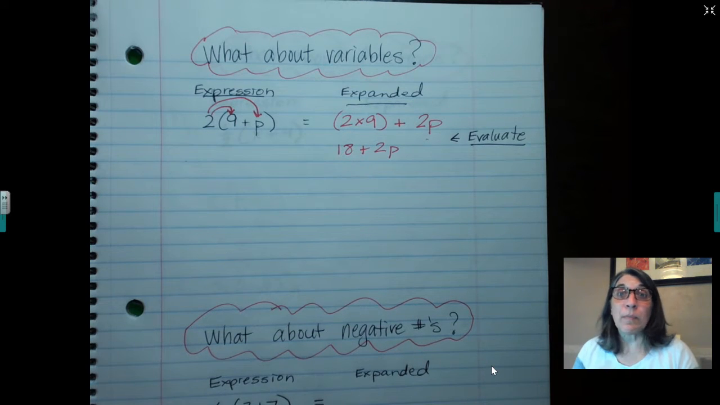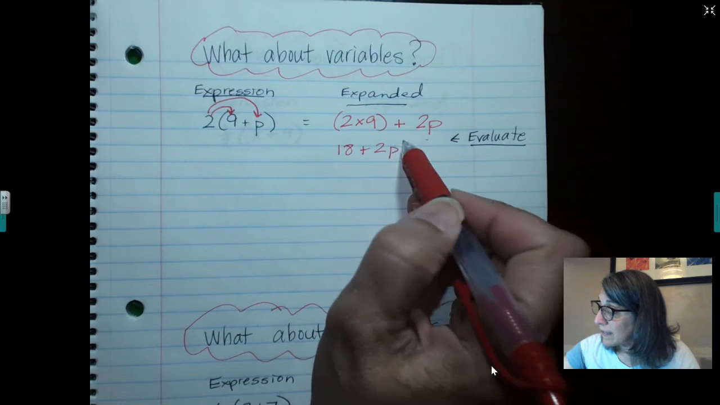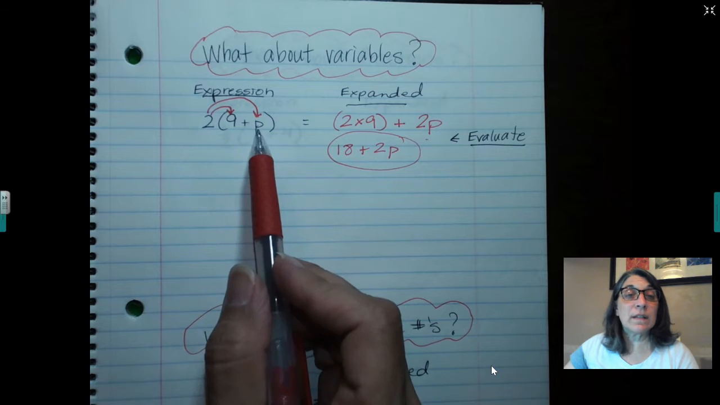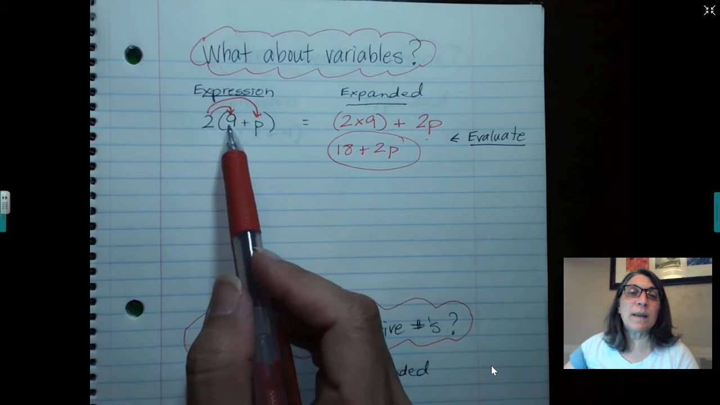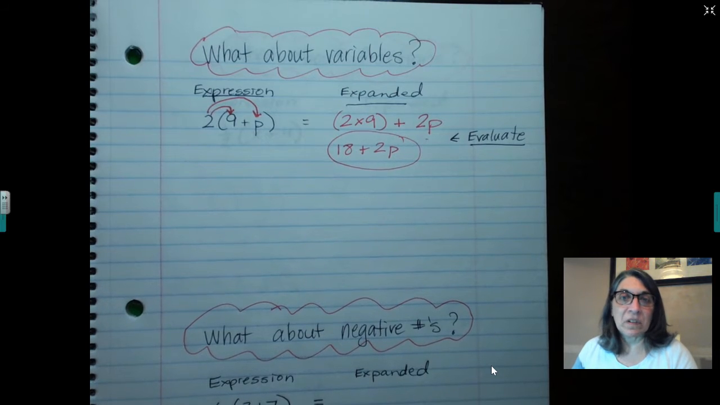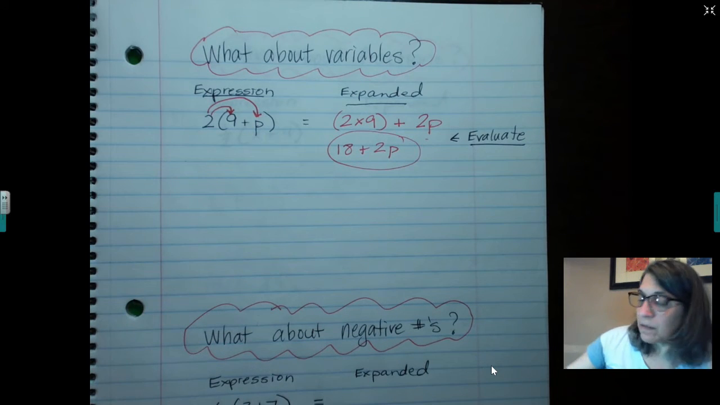So some of the ones that we practiced, it was like, evaluate this expression if p is 2, or evaluate this expression if p is 4, whatever. But at this point, that is the final answer. That is 2 times 9 plus p is equivalent to 18 plus 2p. Seems weird. Okay, so let's try another one.